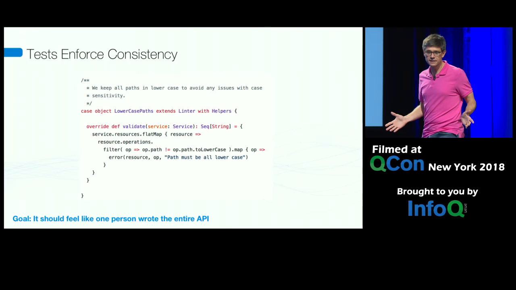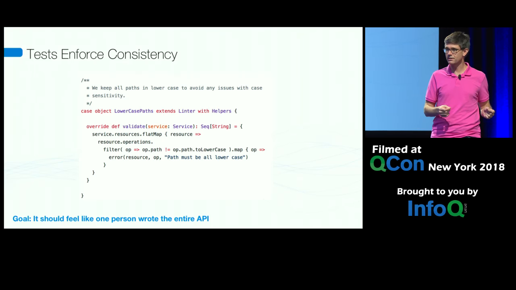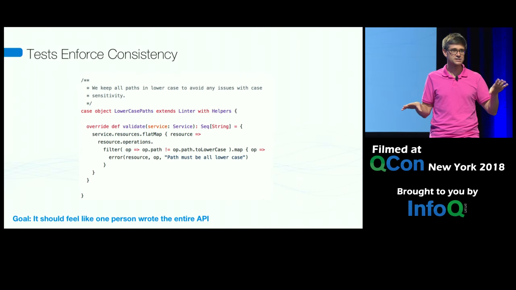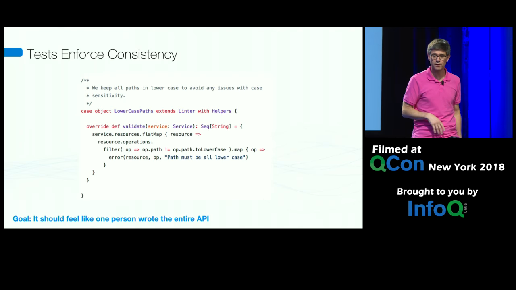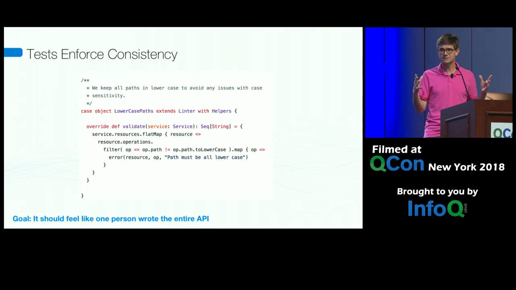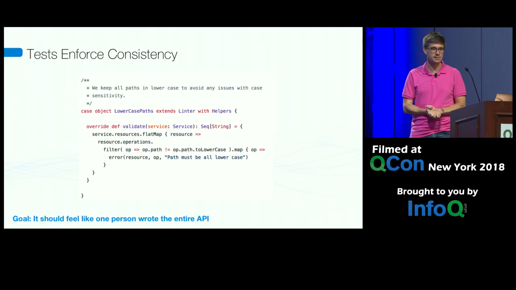So linters do lots of things. But ultimately, one of the big goals of continuous integration on the API definition is that it really should feel like one person wrote the entire API. Your customers don't care about your team one and team two having different opinions on how REST works. They care about using software from your company in a consistent way. And automated linters on the API definition is a pretty powerful tool to just make sure that things feel that way. So this is just a simple example of a linter that walks through the entire service. The service is an instance of the entire API and just validates that everybody has defined paths in lowercase, as an example.